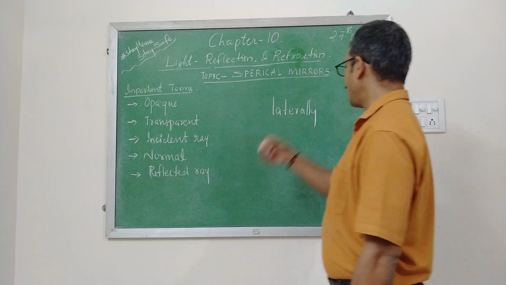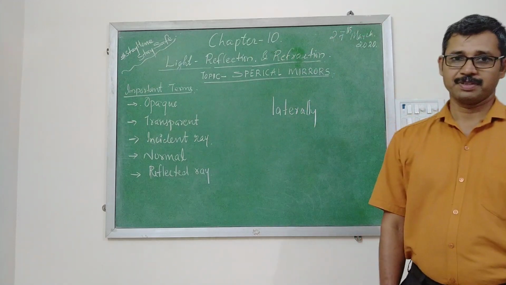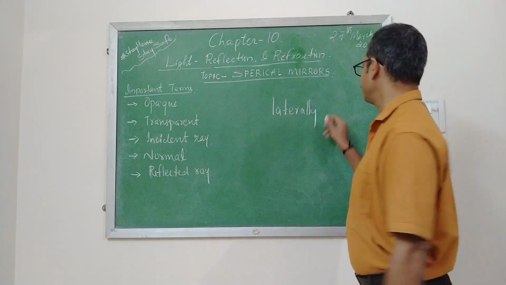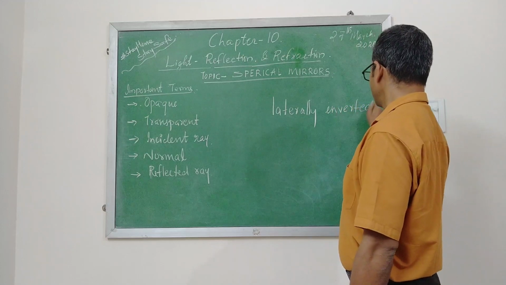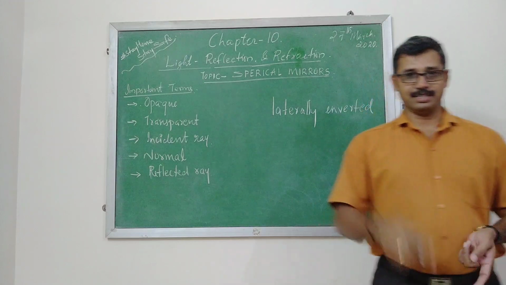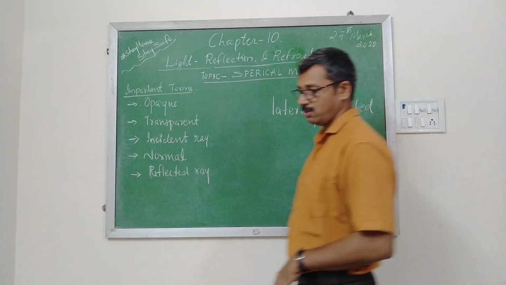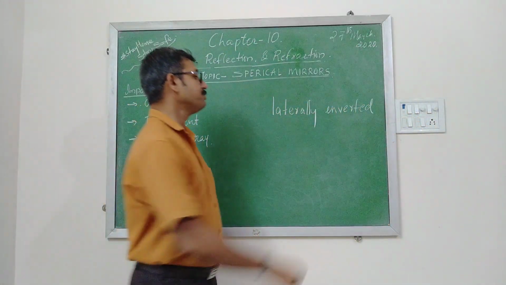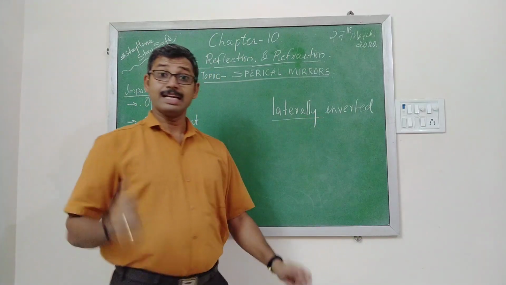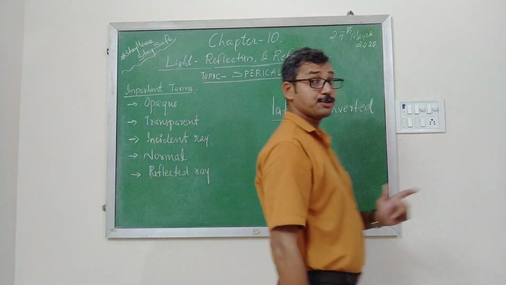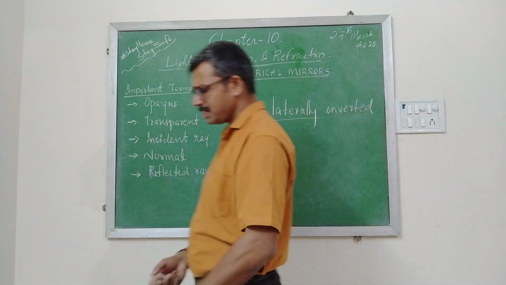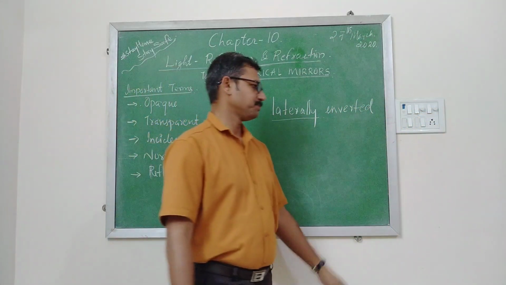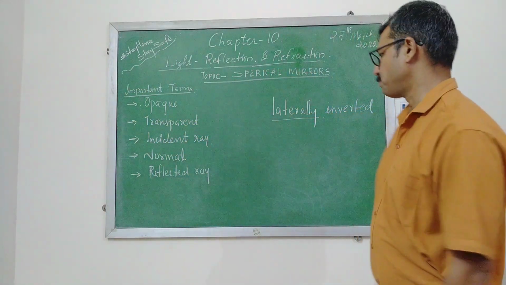It is laterally inverted. Now, laterally inverted, you must understand this. The word laterally inverted means that the left becomes right and the right becomes left. This is the case of a plane mirror. Now, some properties of a plane mirror.